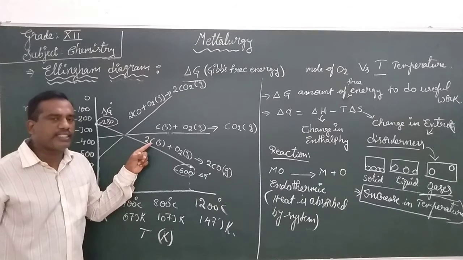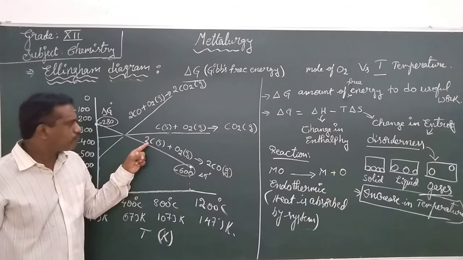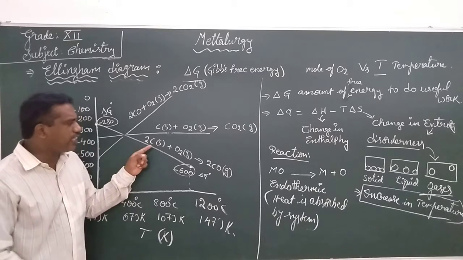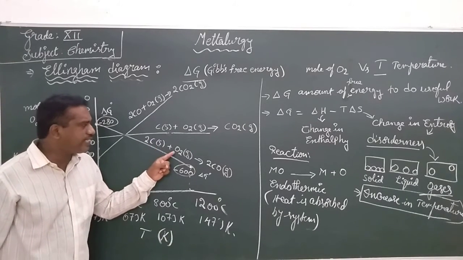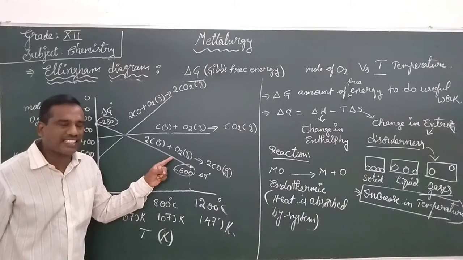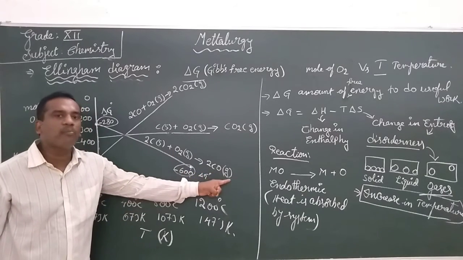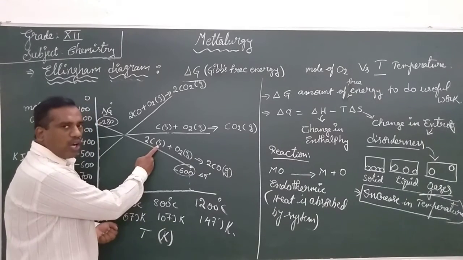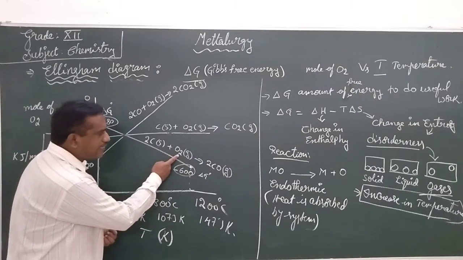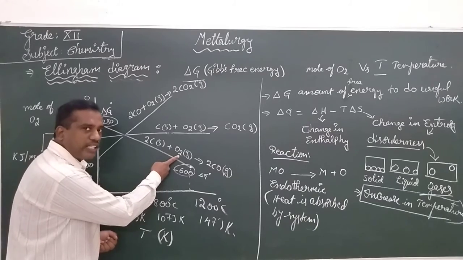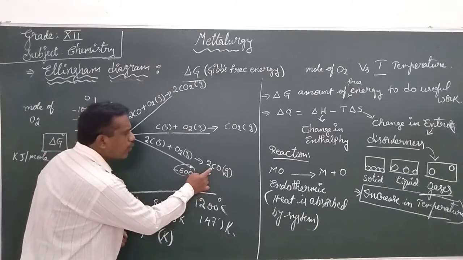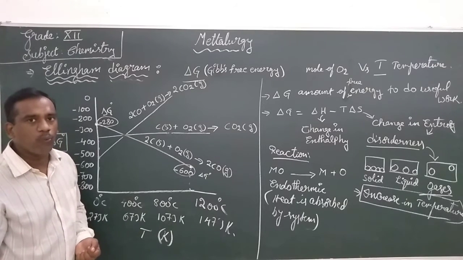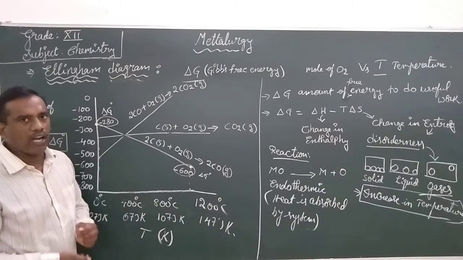Coke. C is nothing but the coke. We can say coke is reacting with oxygen gas to give carbon monoxide gas. Coke is in a solid form. It is reacting with gaseous oxygen to form 2 moles of carbon monoxide.